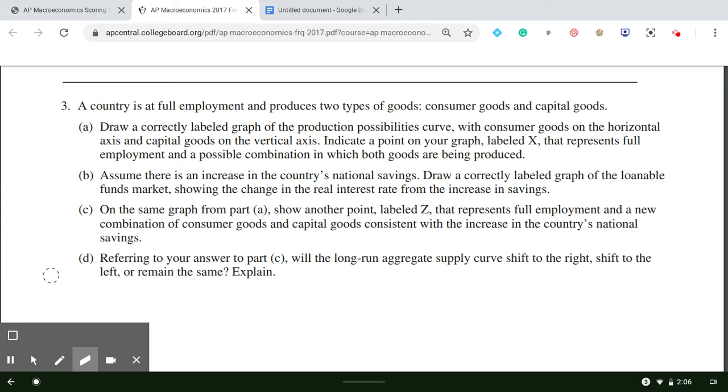Okay. A country at full employment produces 2 types of goods, consumer goods and capital goods. Draw a correctly labeled graph of the production possibilities curve with consumer goods on the horizontal axis and capital goods on the vertical axis. Indicate the point on the graph labeled X that will represent full employment and a possible combination in which both goods are being produced.